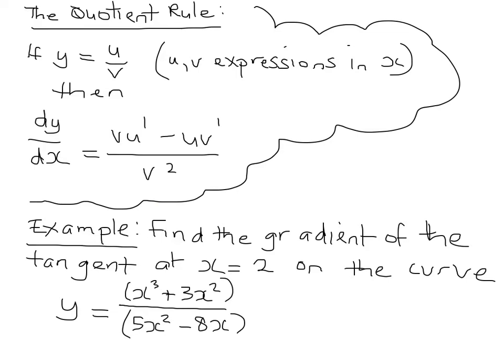So we're going to do an example. And this one says find the gradient of the tangent. It doesn't just say find the derivative, which we can do. It's one step further. Then find the gradient of the tangent at x equals 2. So that's when we sub in the value at that particular point and find that particular gradient.